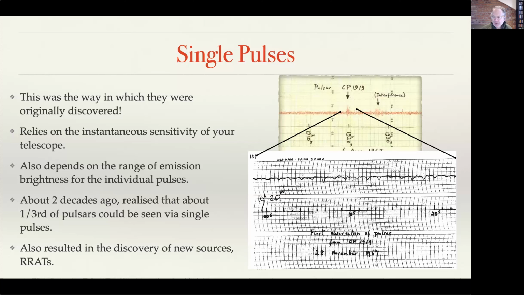This method of finding pulsars was used for quite a few years after the initial discovery, but then they realized that to find fainter and fainter pulsars, they'd have to go to other methods. But interestingly, a study done nearly 2 decades ago now by McLaughlin and Cordes showed that about a third of the pulsars, once in a while, will show a bright enough single pulse that you should be able to detect about a third of the known pulsars via their single pulses.